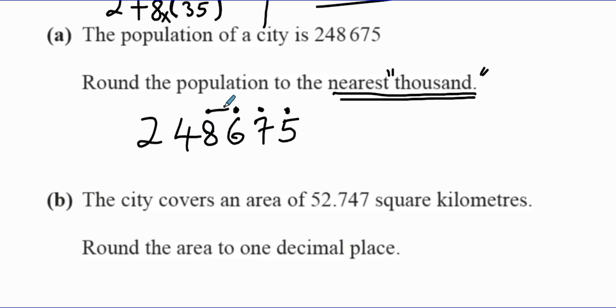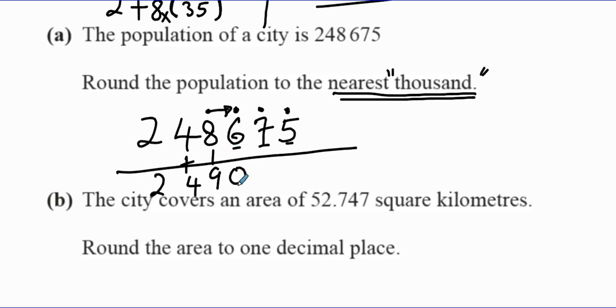Now check the next digit. We have 6. Now 6 is bigger than 5. You add 1 over here. This will be 249. What happens to 6, 7, and 5? The 6 turns into 0, 7 turns into 0, 5 turns into 0. This is the final answer.